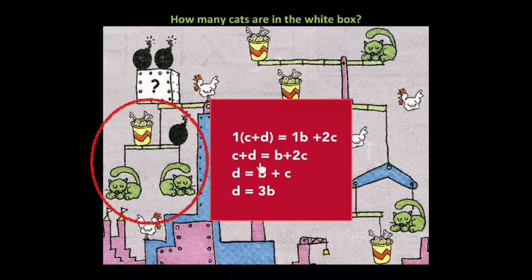And we multiply that out. C plus D is B plus 2C, and we make the dynamite the subject of the equation. We get D equals B plus C. But we already know that the weight of the cat is the same as 2 buckets. So D is equal to 3 buckets. So we get the same result as we saw in the other part of the diagram.